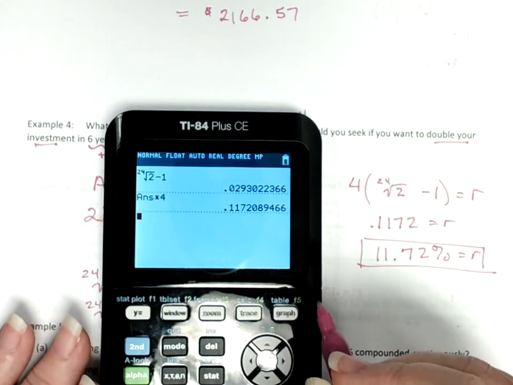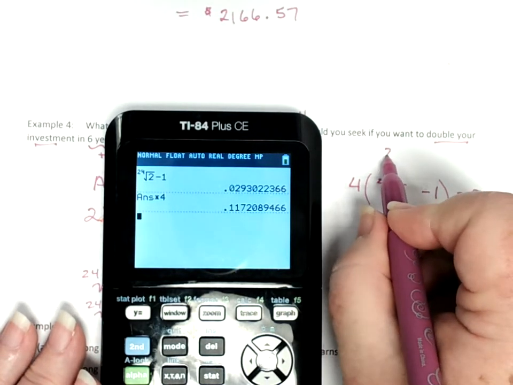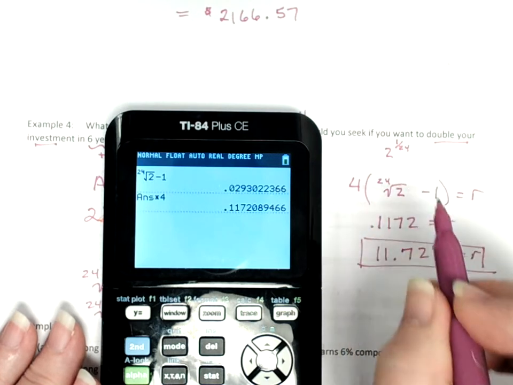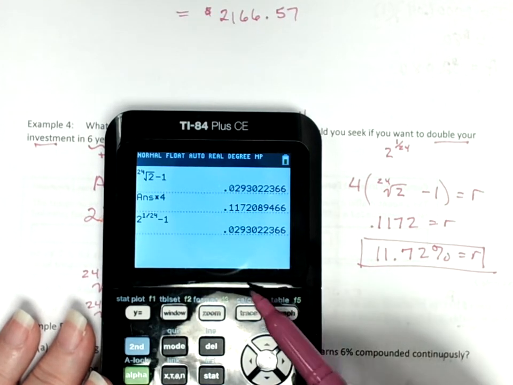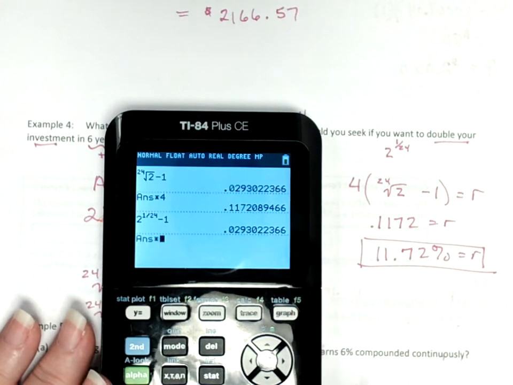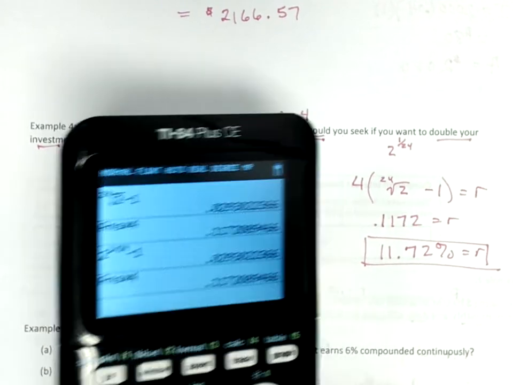I said there were 2 ways to enter it. Remember that the 24th root is also 2 to the 1/24th. So I could enter 2 caret 1/24th minus 1. Notice I got the same answer as I did before, all times 4. Same answer, 0.1172.